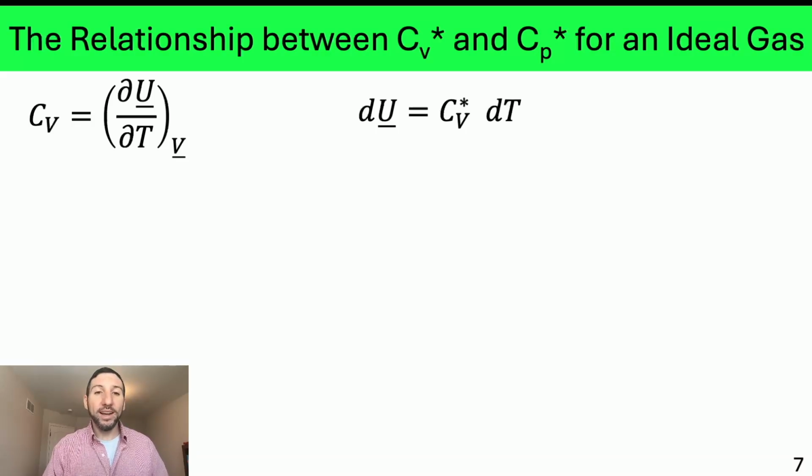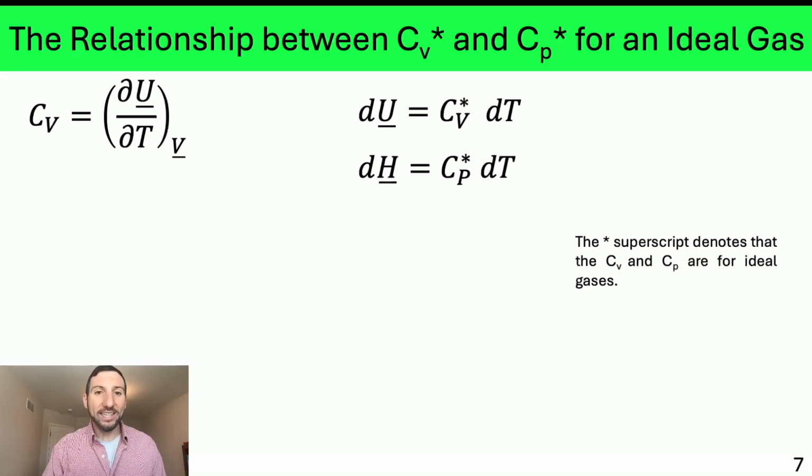Now, we can also write something analogous for enthalpy, where dH bar is equal to Cp star dT. And something I want to make a note of is that your stars are a notation to indicate that you are dealing with ideal gases. So Cv star, Cp star, those are specifically for ideal gases. And so now that we've got something for internal energy and something for enthalpy, what we're going to do is try and relate our Cv star and Cp star together.